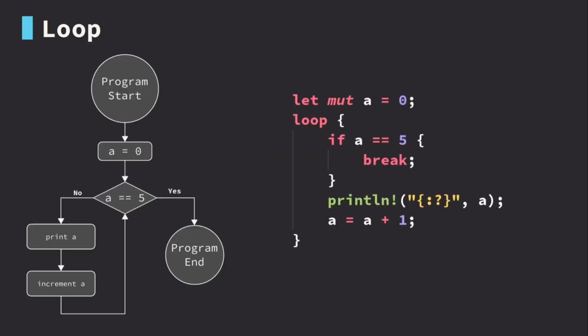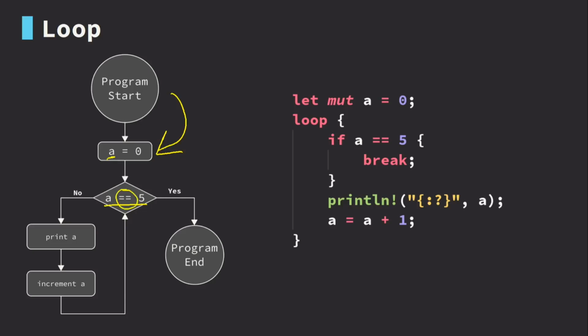So let's look at the infinite loop first. We'll take a look at the flowchart on the left. Here we have the program start, and then we assign the variable a to the value of 0. This variable is what we'll be using to determine whether or not the loop should continue. We then have a conditional statement. We check to see if a is equal to 5. In Rust, we use two equal signs to check if a value is equal to a variable.